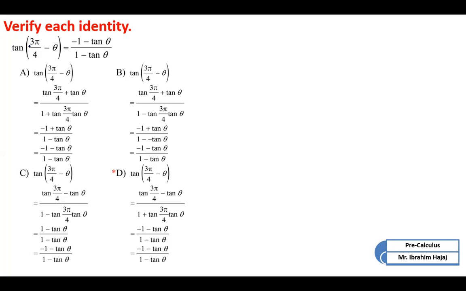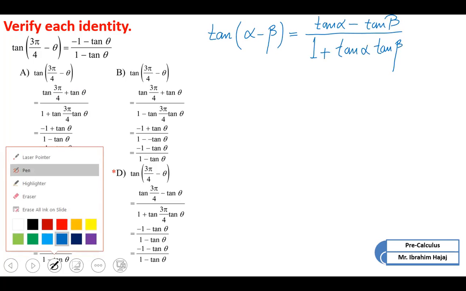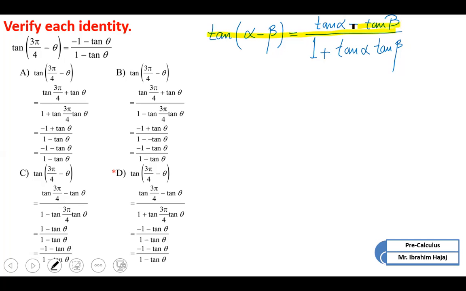You know, guys, I'm going to remind you of our rule. Tan of alpha minus theta is equal to a fraction, and then tan the first, alpha, the same sign here, minus tan theta, over 1 plus tan alpha multiplied by tan beta. This is the rule, you should know.